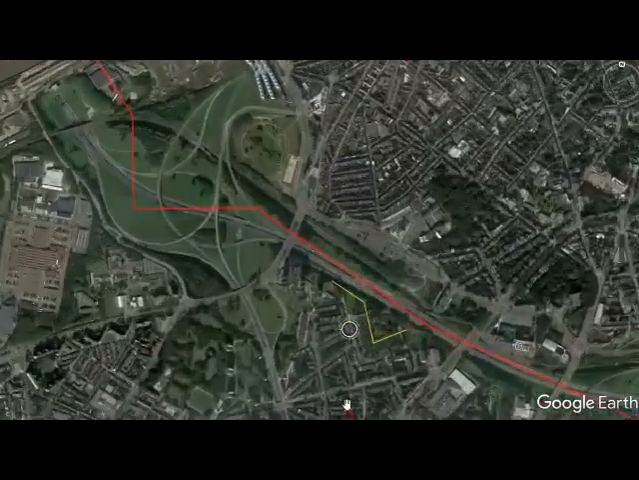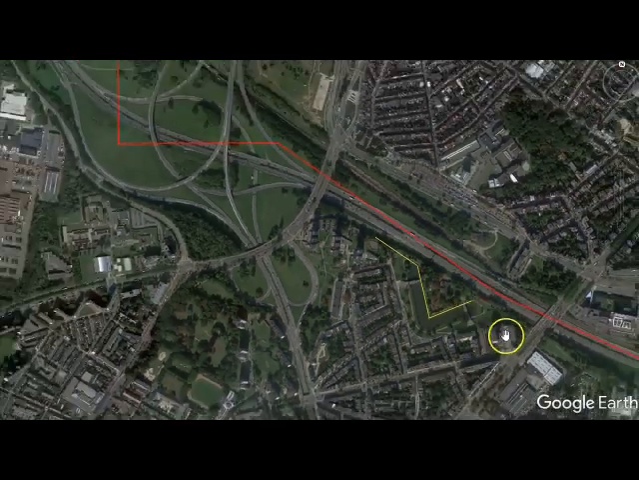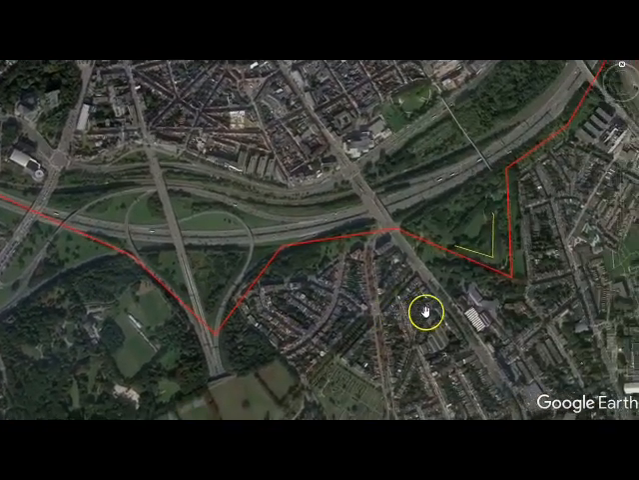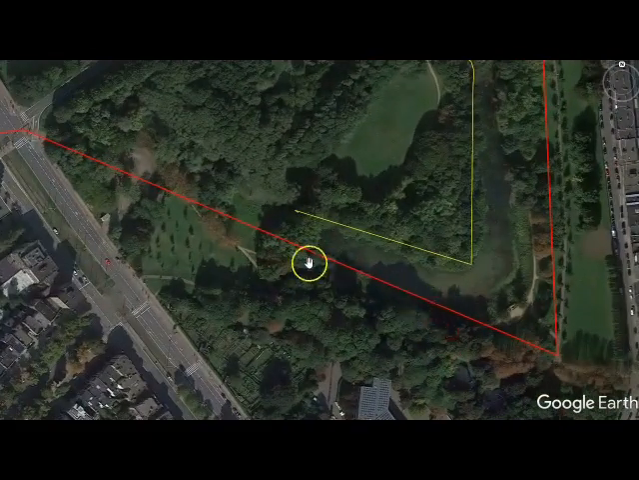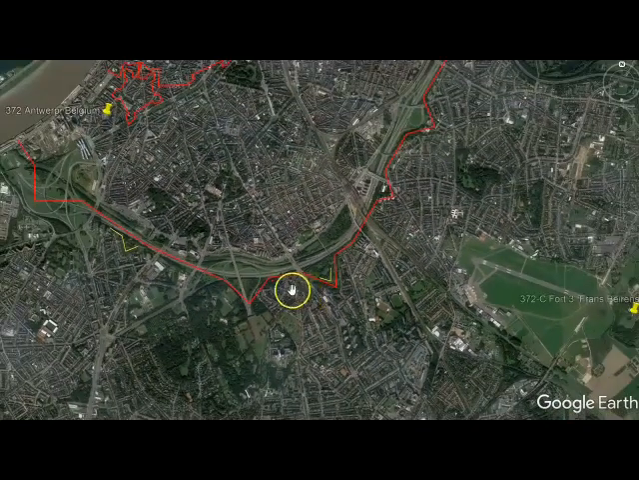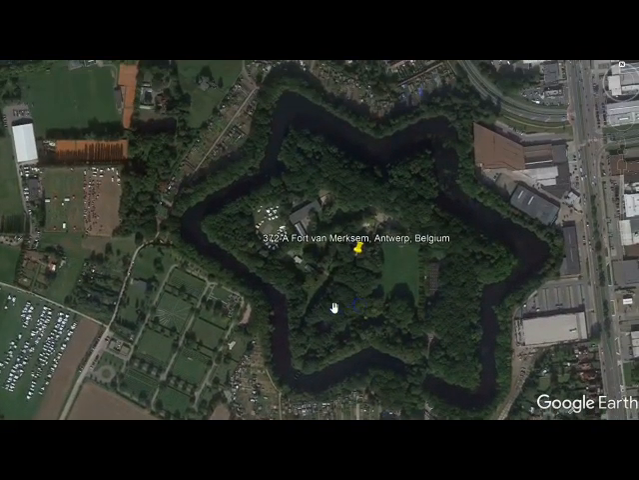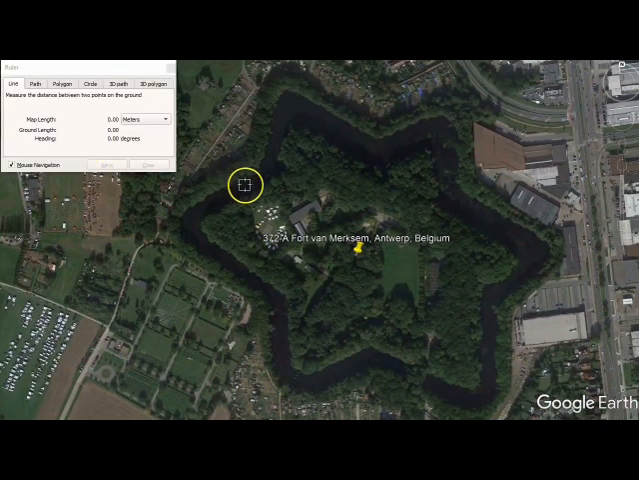The reason for that is that, here, it's quite clear to me that is a typical star fort feature, because you still have the water around a point, and this outer trace is just roughly marked. Have a look over here. We've got this little feature. This little feature is over 500 meters across in both directions.